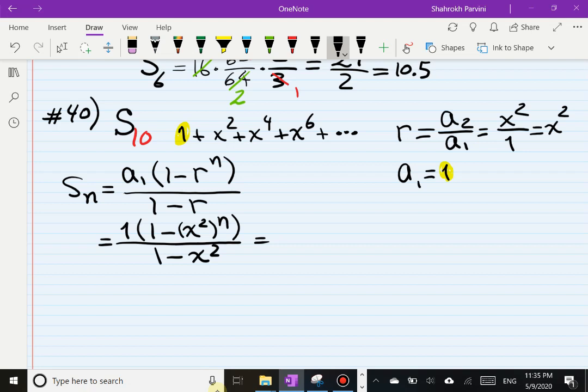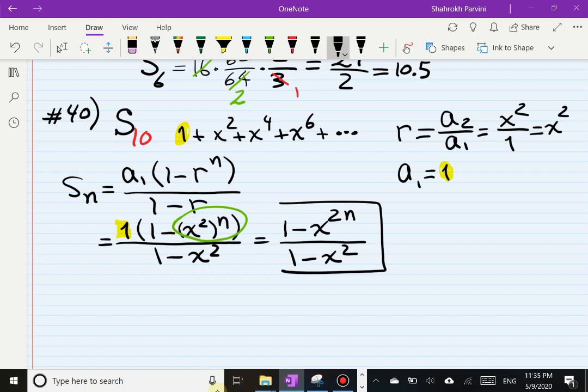In the numerator, this first one times the parentheses, so we can just drop the 1. Within parentheses, we have x squared to the n. Right? We can use the power property of exponents. We actually multiply 2 by n, correct? So that's going to be 1 minus x to the 2 times n, which is 2n. And the denominator is 1 minus x squared. Right? This is again for any n.